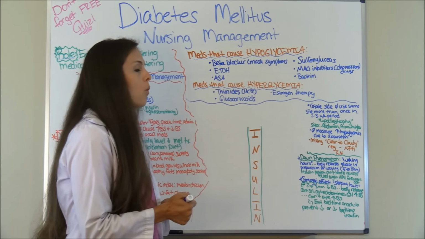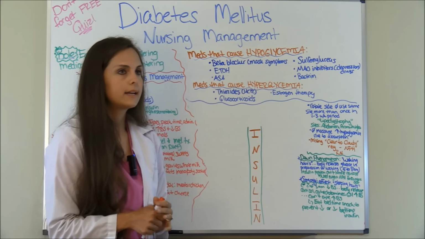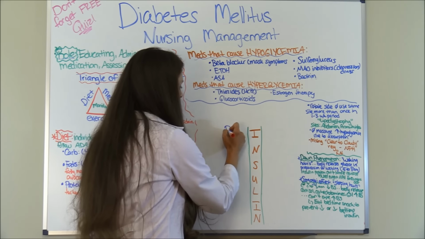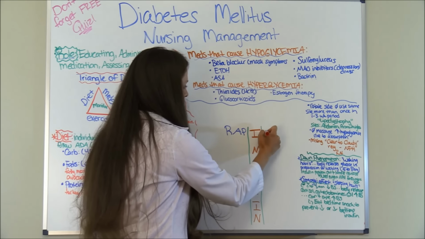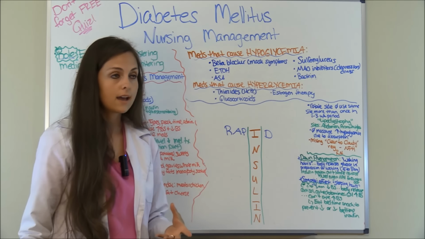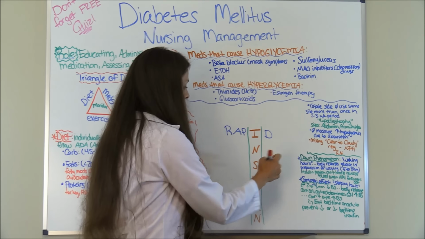So we have rapid. Remember, ready. For rapid, we're going to use the I in insulin. R-A-P-D. Next, we have short acting, for set. Ready, set. So the S.